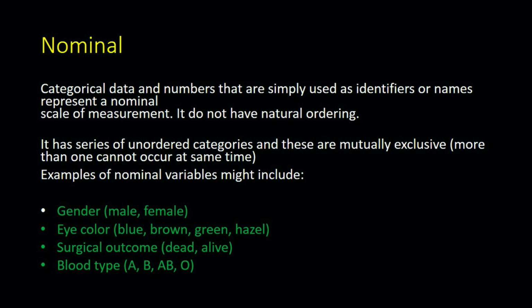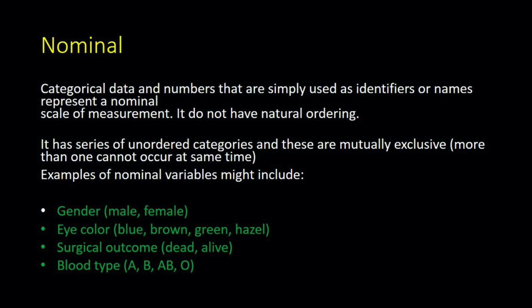Then we have a surgical outcome example, dead or alive. Then we have blood type. We have many examples here. These are the things we have discussed in the nominal category. Whenever we analyze these things, we just have to remember that we are analyzing nominal data, so the variables discussed here are fixed.